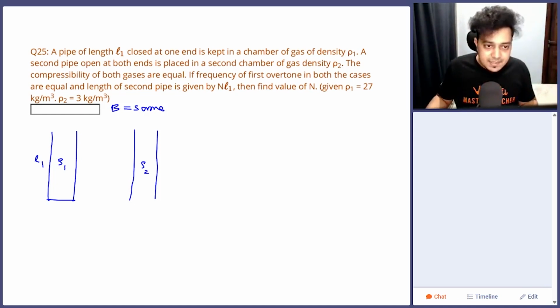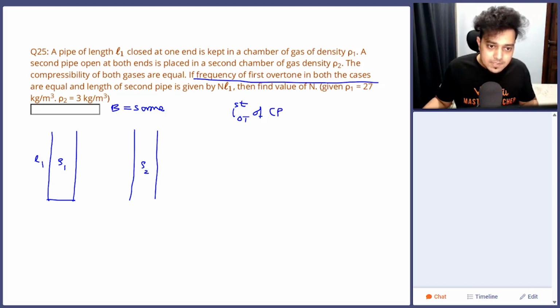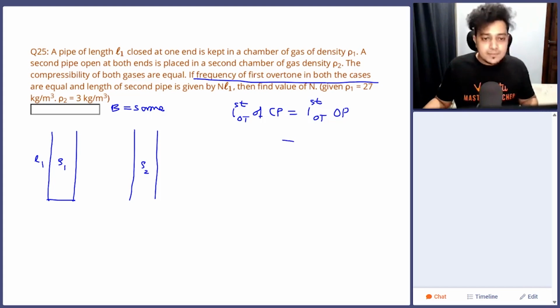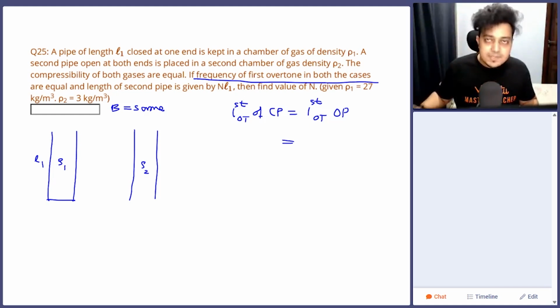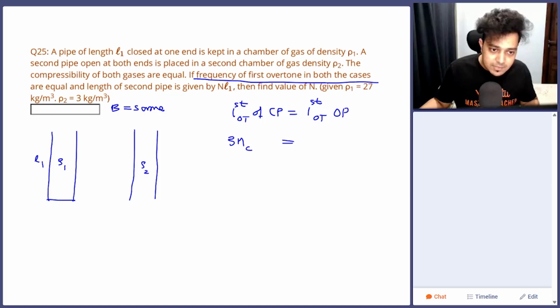Okay, so this is the key part of the question. First overtone in both the cases are equal. So, pay attention, first overtone of CP, closed pipe, is equal to first overtone of OP, open pipe. Now we know that in a closed pipe only odd harmonics are there. So first overtone is the third harmonic. Xth overtone is the 2x plus 1th harmonic. So 2 into 1 plus 1, 3. Third harmonic. So 3 times the fundamental frequency of the closed pipe.